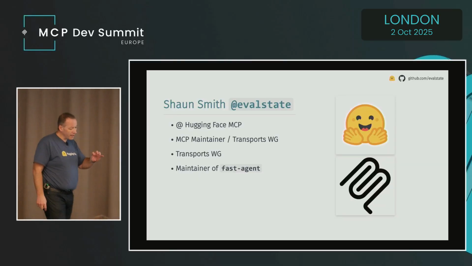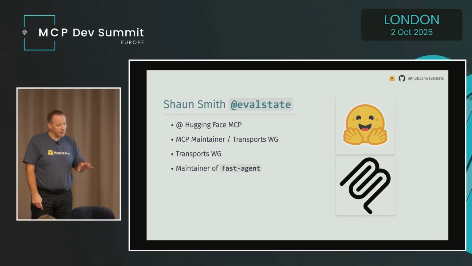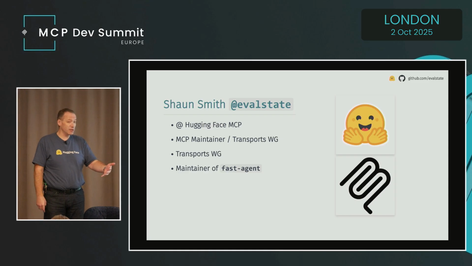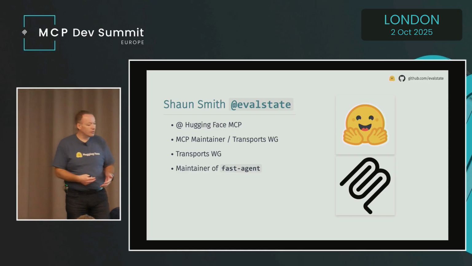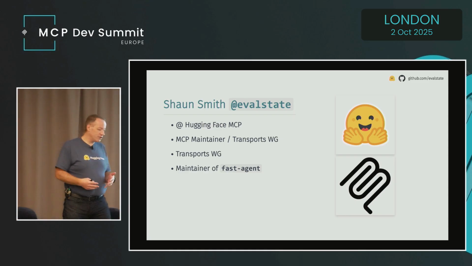Okay, so quick introduction. My name is Shaun Smith. I work at Hugging Face on our MCP server. I'm a part of the MCP steering committee, and I'm on the transports working group. I also maintain a tool called Fast Agent.